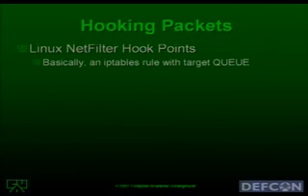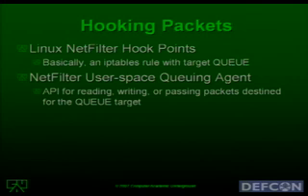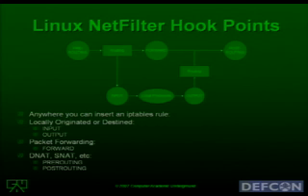So hooking packets, I'm basically using the Linux netfilter hook points. You basically just add an IP tables rule with the target of queue. What that does is it passes the packets to a user space queuing agent. It's basically just an API for reading and manipulating packets and then telling netfilter whether to drop them or pass them or anything you would normally do with IP tables.